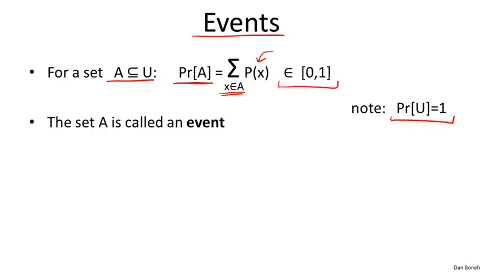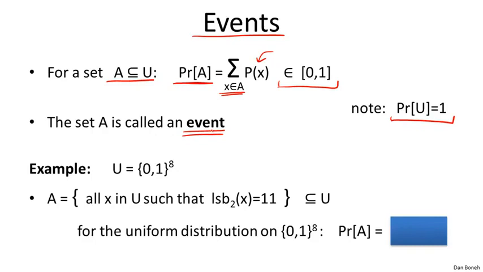And we say that the probability of this set A is the sum, which is a number between 0 and 1. And I'll tell you that a subset A of the universe is called an event, and the probability of the set A is called the probability of that event. So let's look at a simple example.